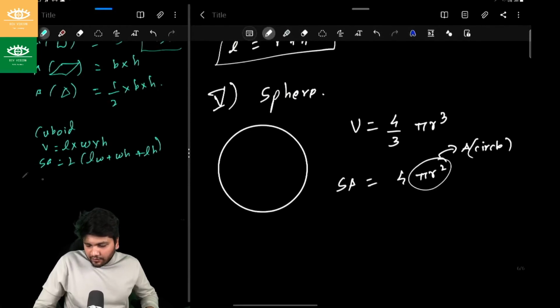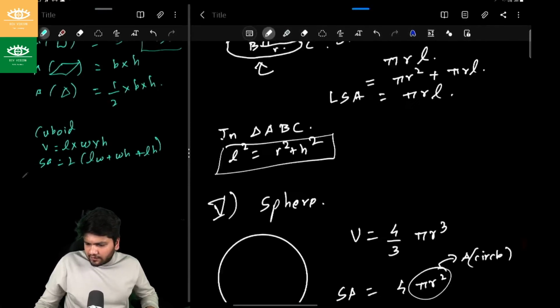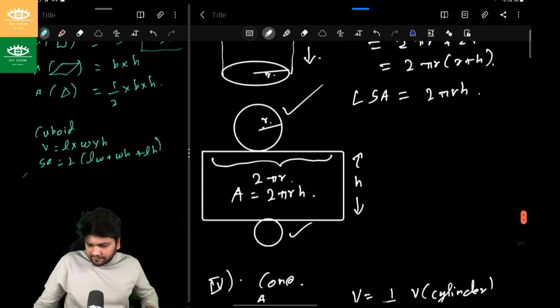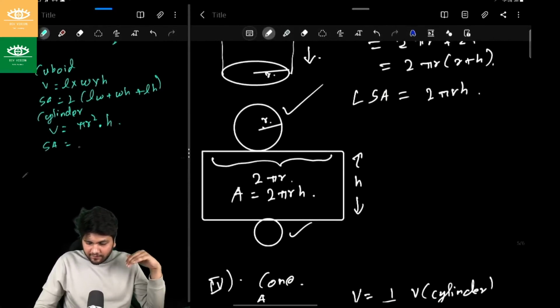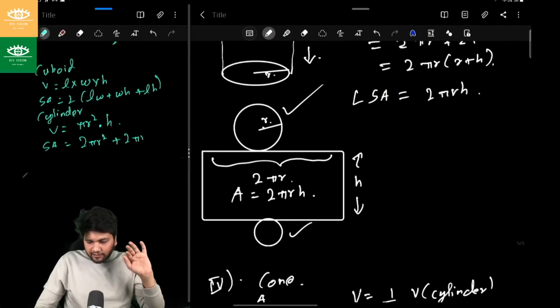Then we had to talk about cylinder, right? Volume is going to be area, that is pi r square, times height. Surface area is going to be 2 circles, so 2 pi r square, and that curved surface, so plus 2 pi r h.